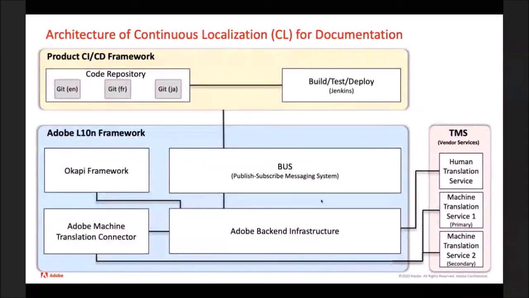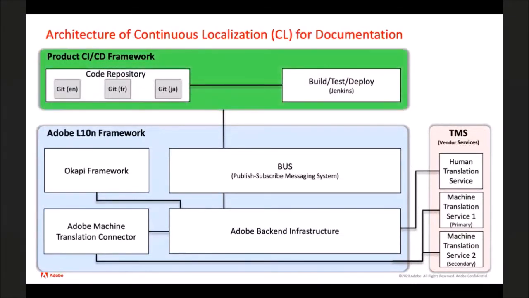So this is the architecture of continuous localization for documentation. I'll walk through each layer and explain their functionality. Let's begin with the top layer in yellow, the product CI/CD framework. On the left, we have a code repository where each product has its own repository per language. For example, product A will have English, French, and Japanese repositories. Product B will have its own English, French, and Japanese repositories.